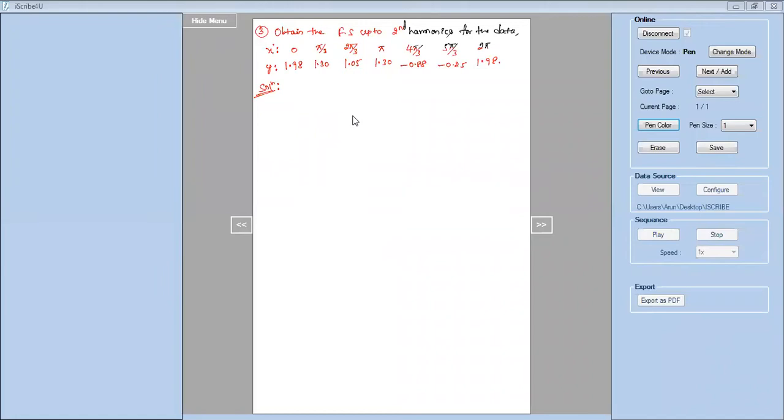So there are two cases. Case one says how to find the Fourier series up to a given number of harmonics when the period is 2 pi. Case two says how to find the Fourier series up to a given number of harmonics when the period is 2L. Okay, and we were discussing 2 pi period in the last class. Let us continue the same thing. I will discuss one more problem of 2 pi period and then I'll move to 2L.